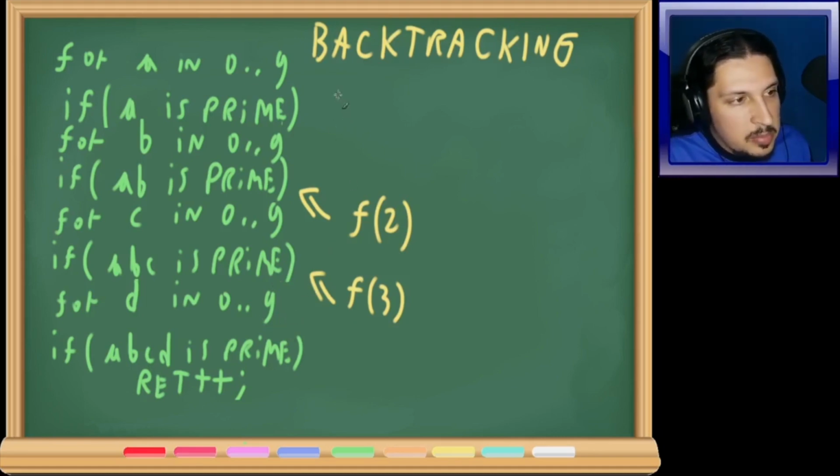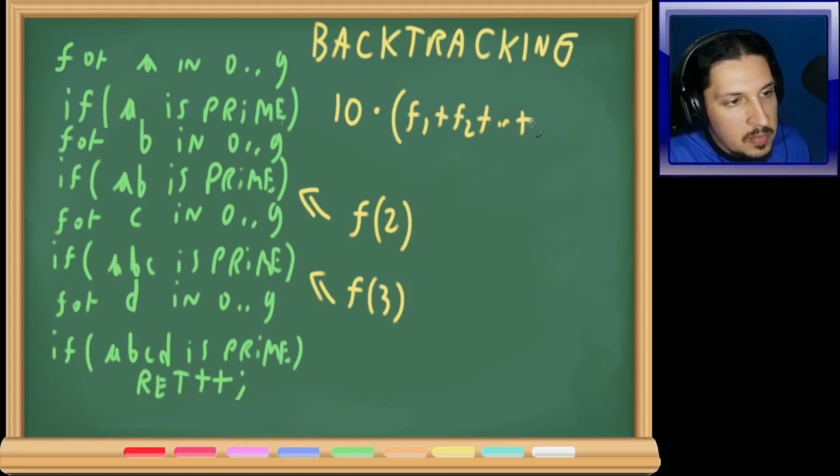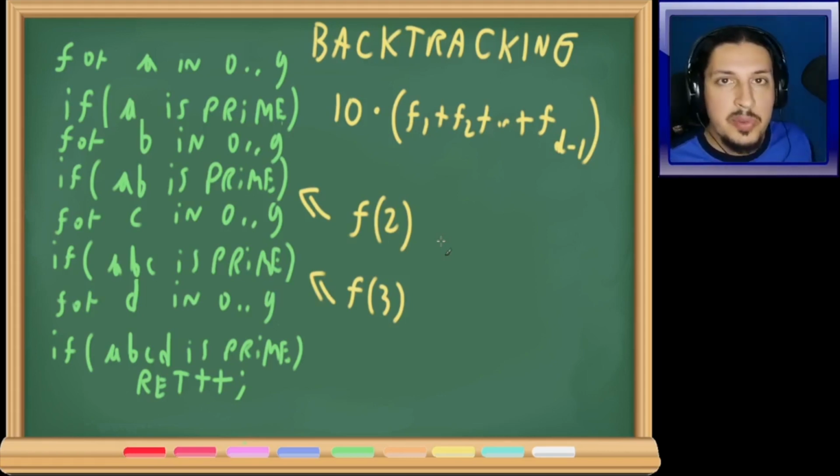So a much better bound is that the complexity will be 10, because of this final for, times f1 plus f2 plus up to f of d minus 1. So in our example, instead of going through all the 1000 numbers, we would only have to go through f1 plus f2 plus f3 numbers. So we only have to go through the valid previous numbers.